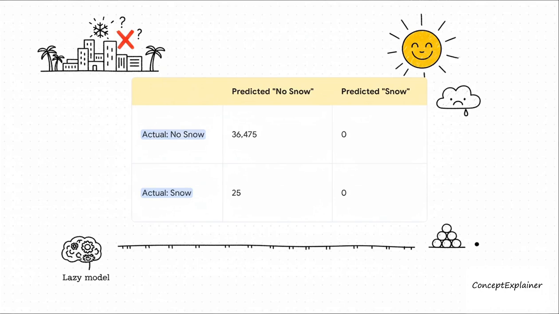Imagine you build a model to predict if it will snow in, say, Miami. Now, snow is ridiculously rare there, so a lazy model could just learn a very simple rule: always predict no snow. And check this out. Over a century, it would be right 36,475 times. It would only be wrong on the 25 days it actually snowed. Its accuracy would be an incredible 99.93%, but the model is totally worthless because it has zero ability to do the one thing we wanted: predict when it snows.